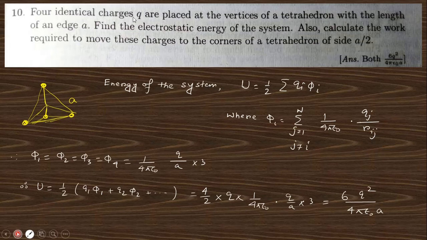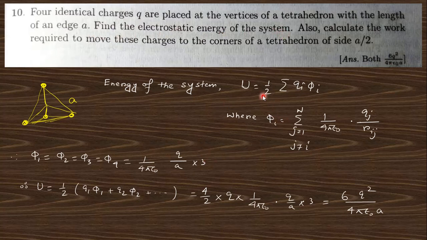Four identical charges Q are placed at the vertices of a tetrahedron. You know the tetrahedron, that is the structure of methane, right? The separation between these four charges will be equal, with the edge length given as A, so the separation between any two charges is A. Find the electrostatic energy of the system.